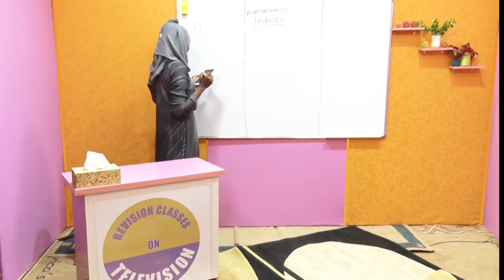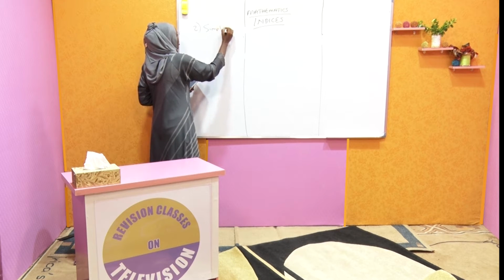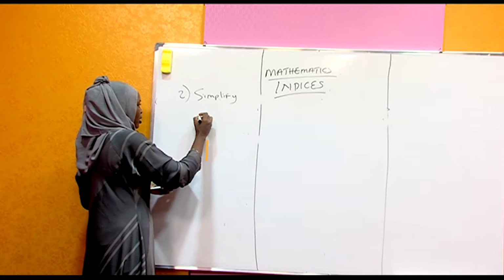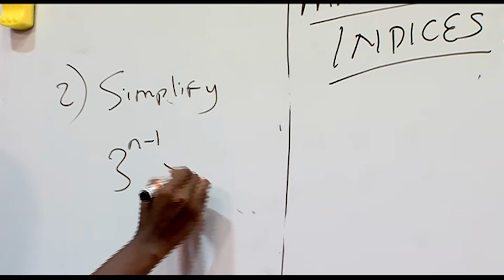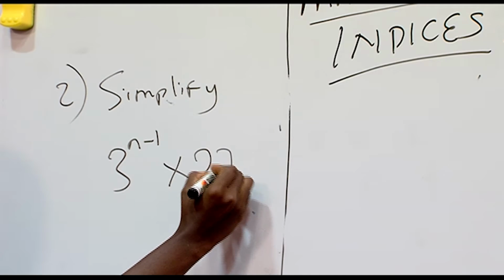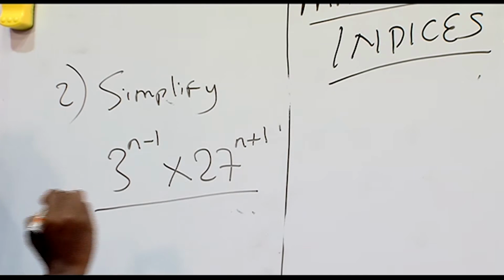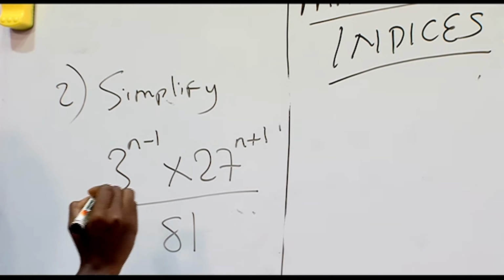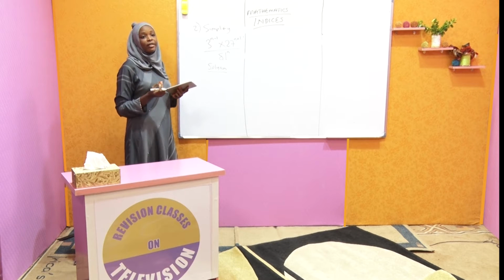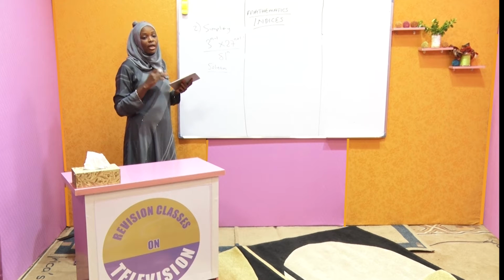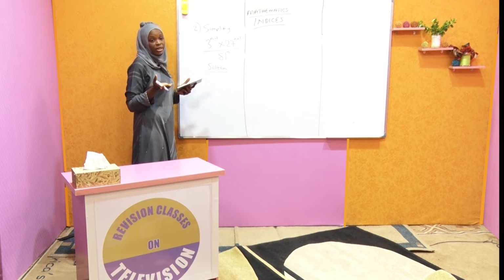Question number 2. Simplify 3 raised to power n minus 1 times 27 raised to power n plus 1 all over 81 raised to power of n. Having in mind that anytime you are dealing with indices, there are some laws that you have to apply. That is why before you do anything, you must know all your laws in indices.